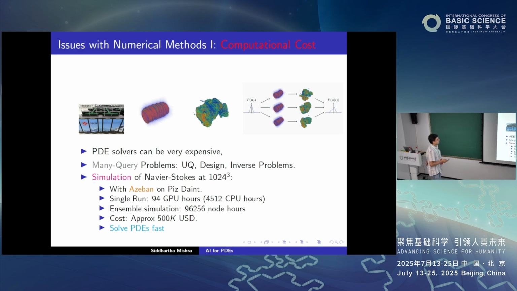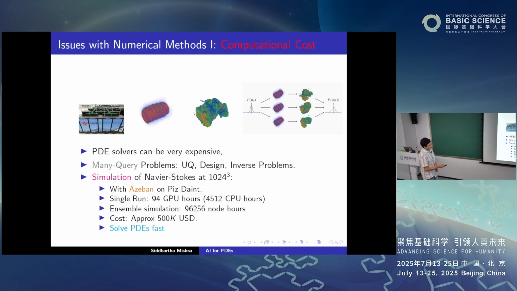This is because I have simulated it at very high resolution, 1000 cubed. So 1 billion degrees of freedom at every time step. So this can only be done on a supercomputer. We have a code which is written on GPUs, and on our supercomputer in Switzerland, this takes about 100 GPU hours. Not so bad, right? 100 GPU hours.